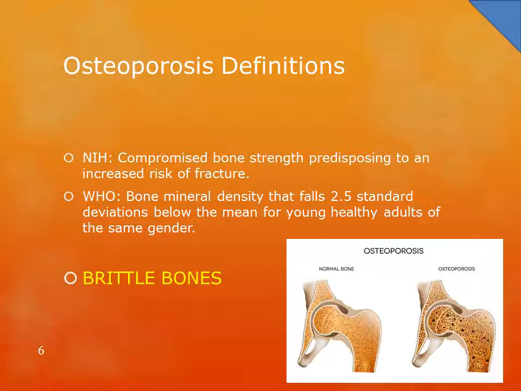So if you're at increased risk of fracture, that's much more important to me than this World Health Organization definition of an actual test result that falls 2.5 standard deviations below the mean for young healthy adults of the same gender. That means a little bit less to me than the fact that there's significant morbidity and mortality associated with osteoporosis. The common way to talk about it, perhaps with your patients, is just to say brittle bones.